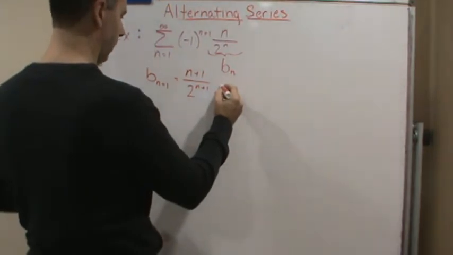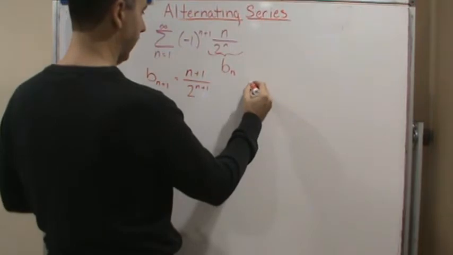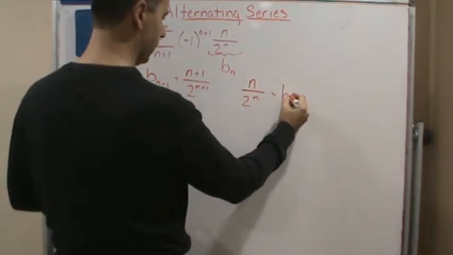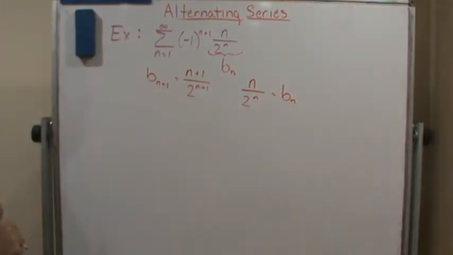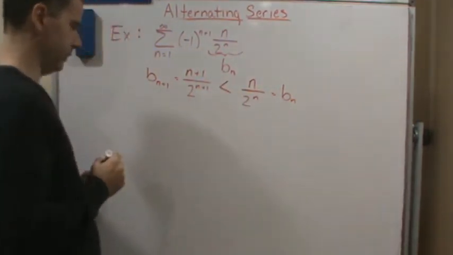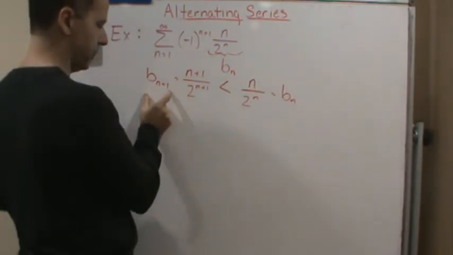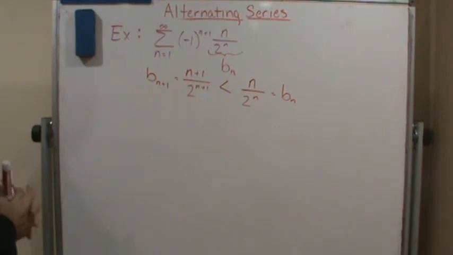And we're also going to look at n over 2 to the n, which equals b sub n. And we want to see that those terms, b sub n plus 1, is less than b sub n for all n greater than or equal to 1.